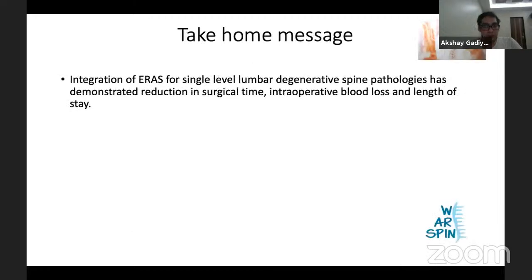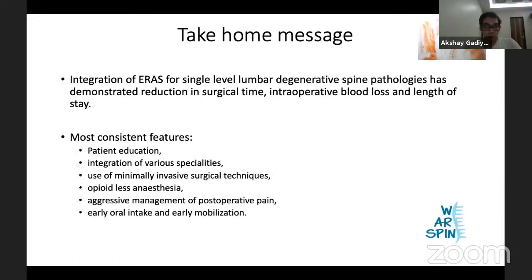So take home message, it's clear that integration of ERAS for single level degenerative lumbar spine pathologies has demonstrated reduction on all fronts in terms of surgical time, intraoperative blood loss, as well as length of stay. Most important and consistent features are patient education, integration of various specialties, use of minimally invasive surgical techniques, avoiding opioids as much as possible, aggressive management of post-op pain, and of course, early oral intake as well as early mobilization. It is beneficial for a good outcome as well as improved patient experience.